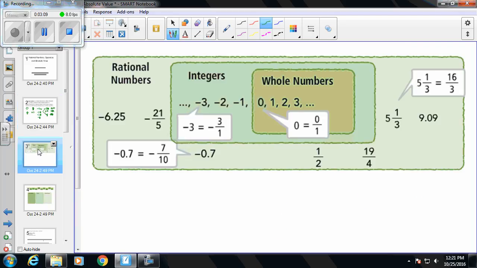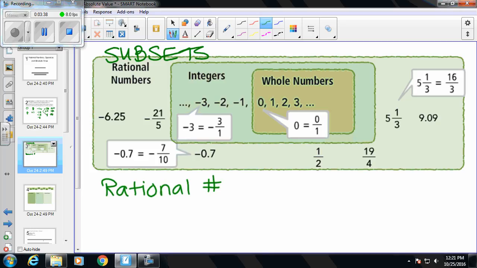So let's think a little more in depth about these numbers here. We have rational numbers, we have integers, and we have whole numbers. Whole numbers are a subset of integers, and integers are a subset of rational numbers. So these are all subsets. Okay? So, remember, rational numbers and fractions.